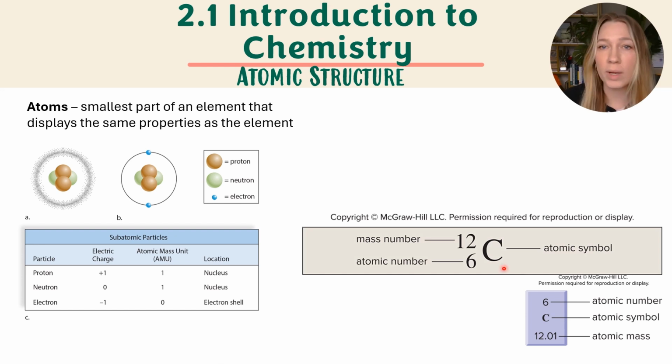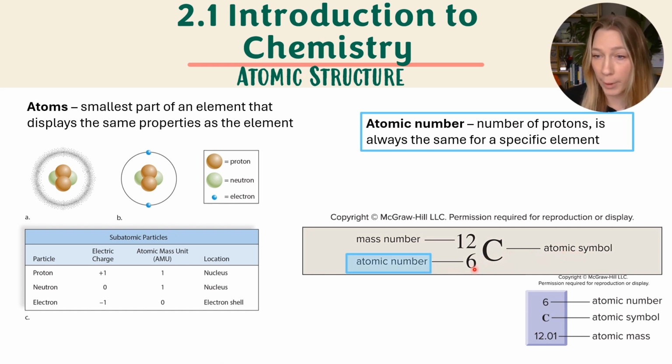Each element will have an atomic symbol, such as C for carbon or H for hydrogen. And each element, in addition to having an atomic symbol, is also defined by its atomic number. So the atomic number is the number of protons that each specific element has in its nucleus. For example, hydrogen has an atomic number of 1 because it has 1 proton, and carbon has an atomic number of 6. This number will never change for a specific element, and it is one of its defining properties.